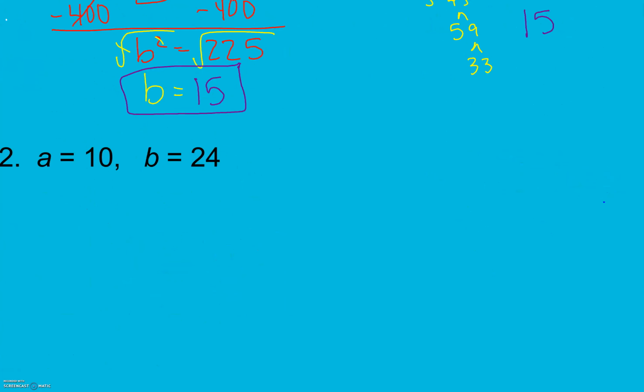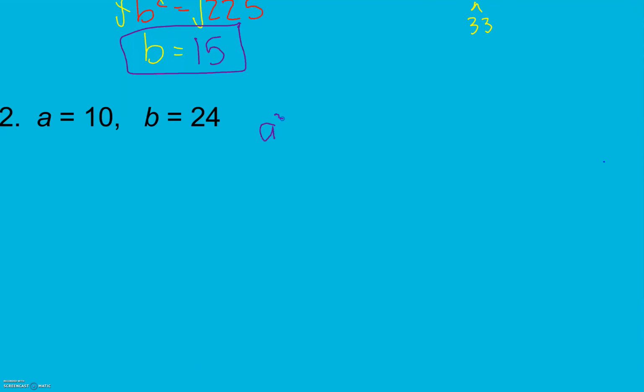Same idea here for number 2. A squared plus b squared equals c squared. We're going to plug in our values. A is 10 squared plus b, 24 squared, equals c squared. So again, we're going to get rid of our exponents first. 10 squared is 100. 24 squared is 576.